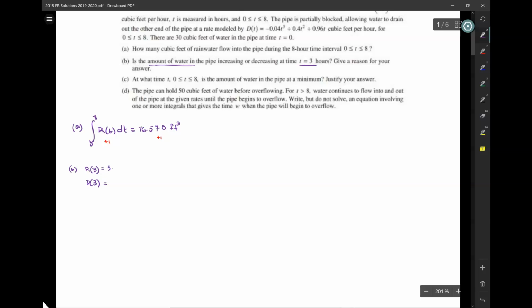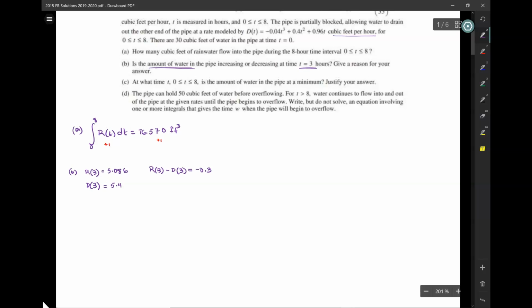So here we get 5.086, and then this is 5.4. Then we need to say R of 3 minus D of 3 is equal to negative 0.3. Now, this is our rate. This is still the rate, and we were told that the rate is given in cubic feet per hour. So this is cubic feet per hour.